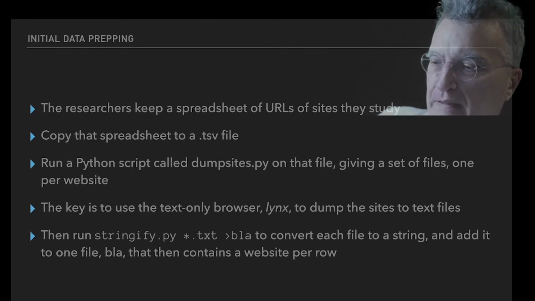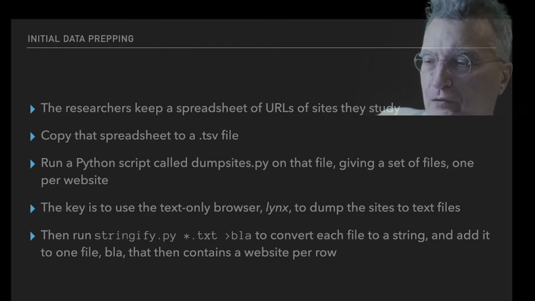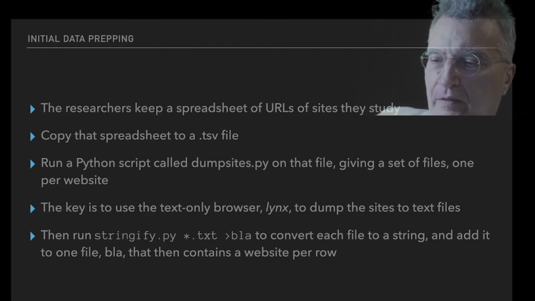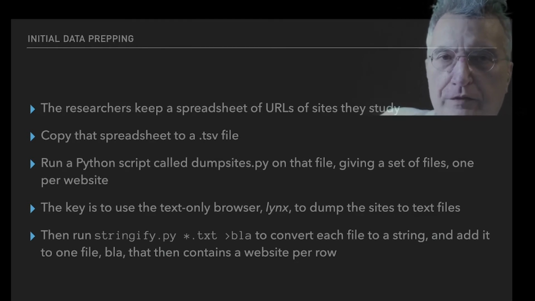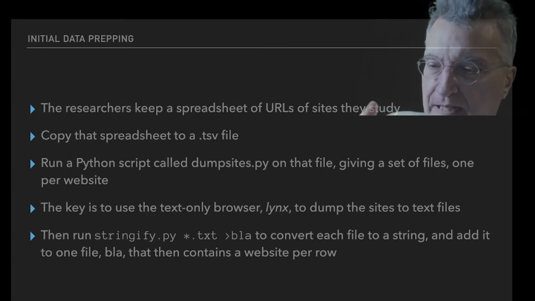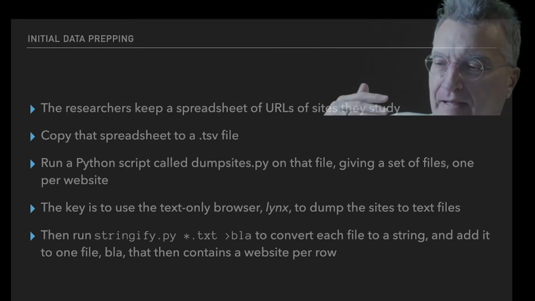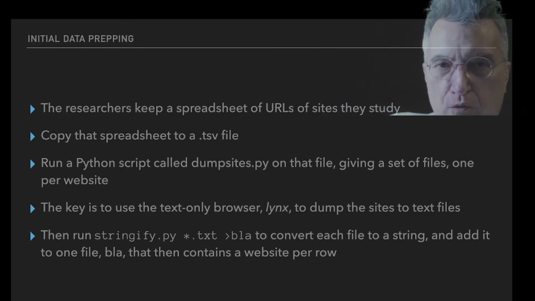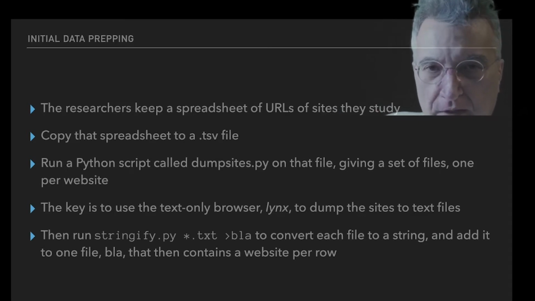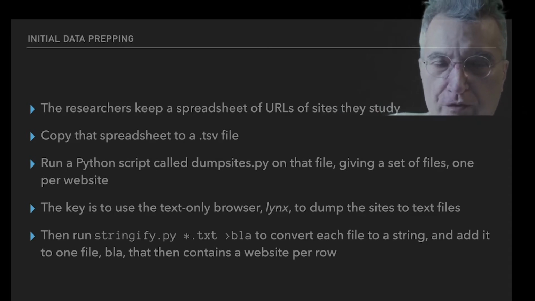Then I run a second Python script called stringify that converts every file to one single string. So I now have a table which is called blah, because I couldn't think of a better name, and it contains a website per row. So each website is just one long string in each row. This file is only 39 rows long, but it's very wide.